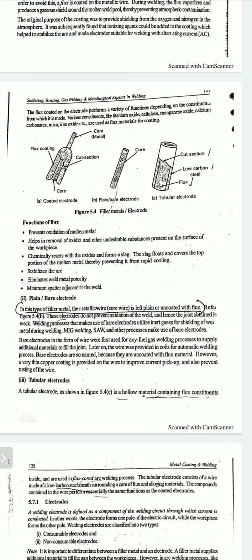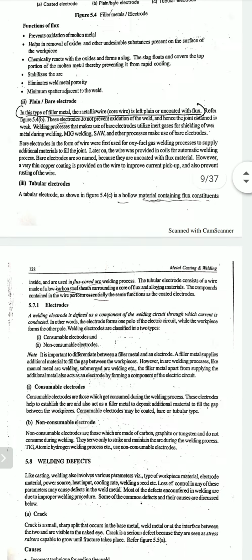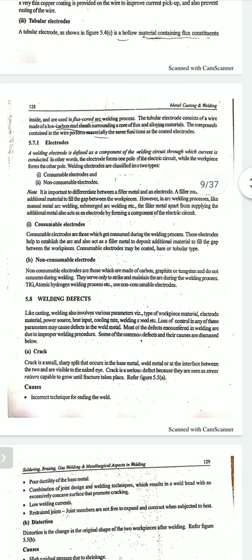Why is it called a tubular electrode? Because turbulence is generated. Turbulence means the swirling air, flux and oxidization gases that are generated during the welding process. That is why it is called a turbulence electrode.